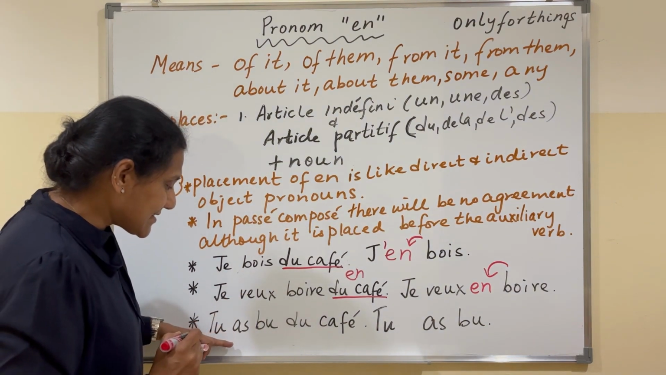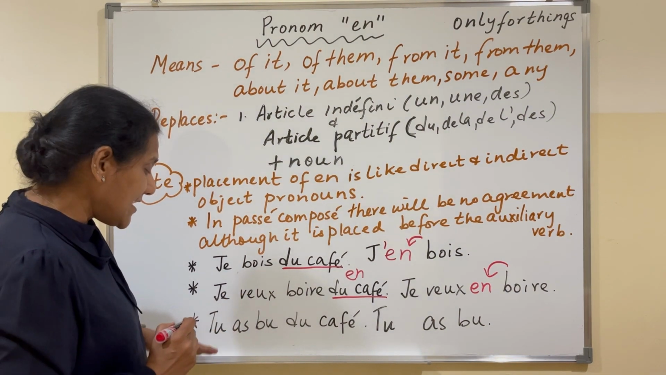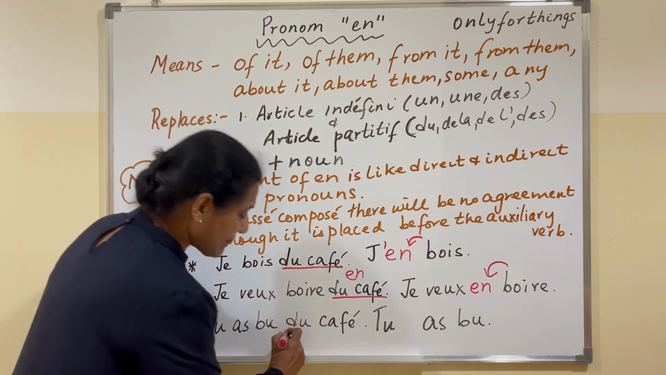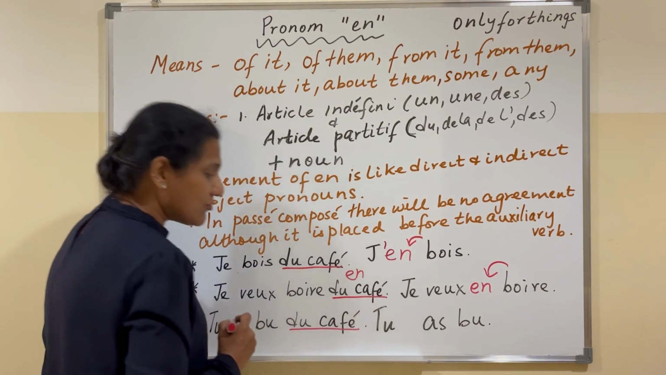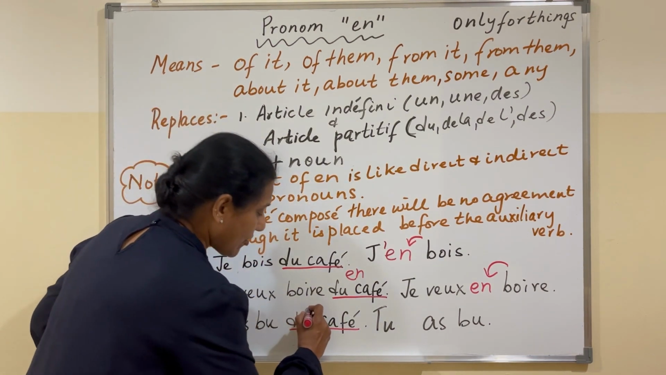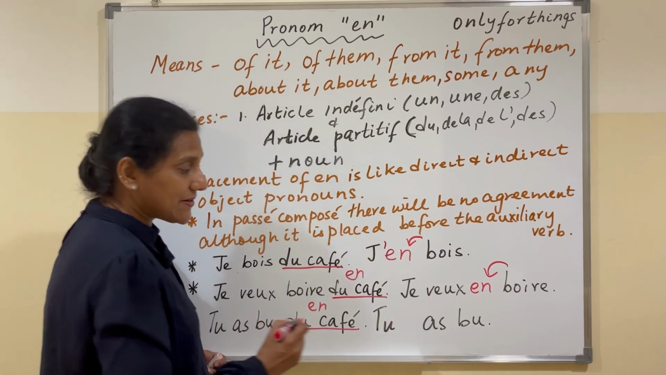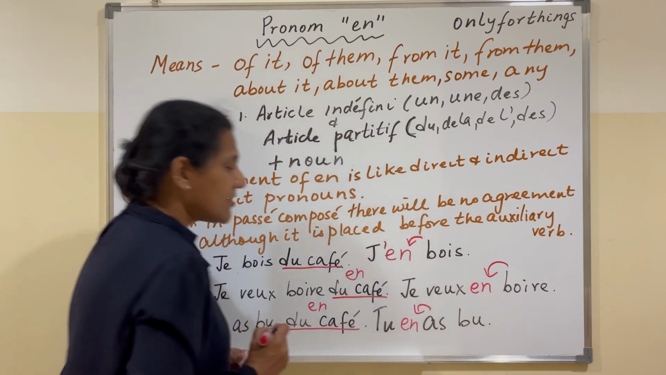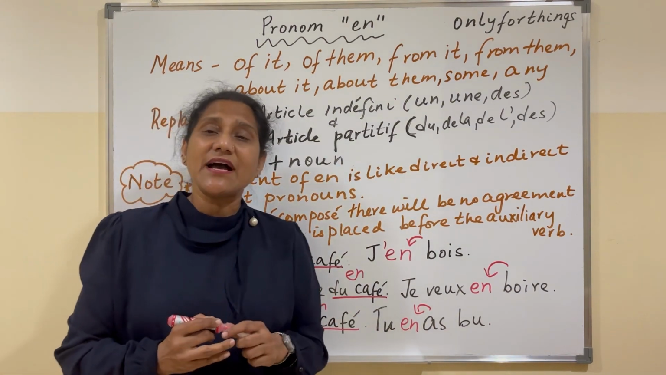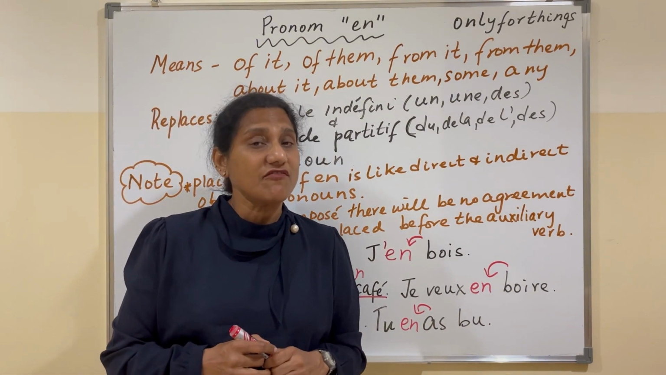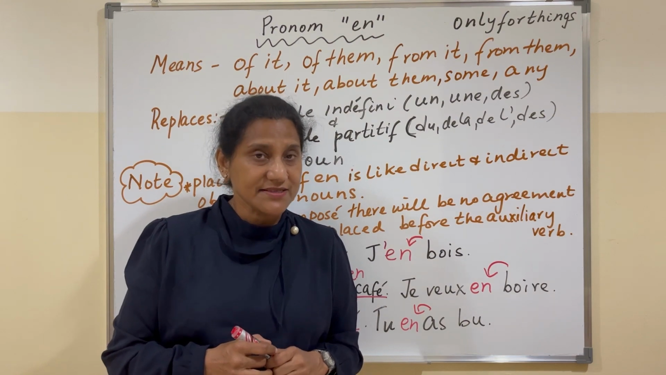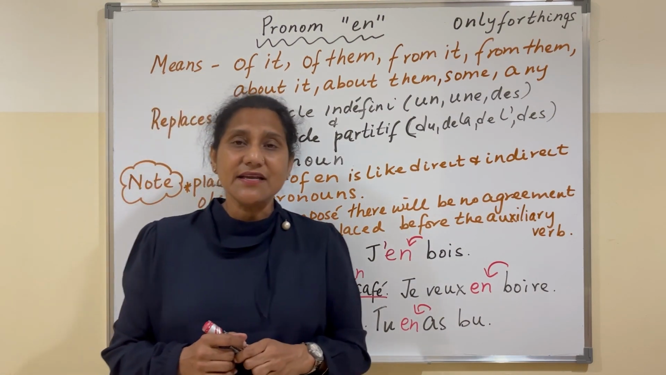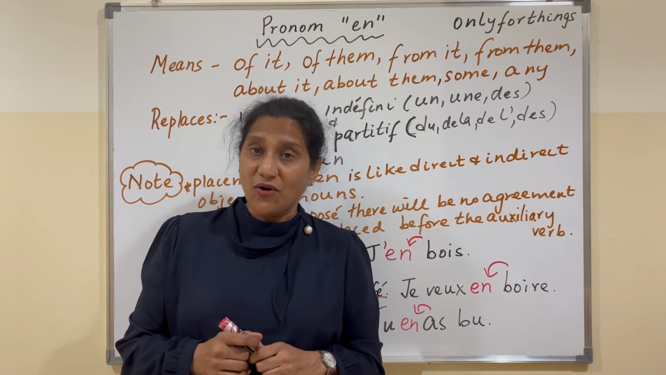And let's take an example with passé composé. Tu as bu du café. We've got partitive article plus noun, which will be replaced by en, and it has to be placed before the auxiliary. Please refer to my video where I have explained the placement of pronouns in detail. Now let's continue learning the pronoun en.